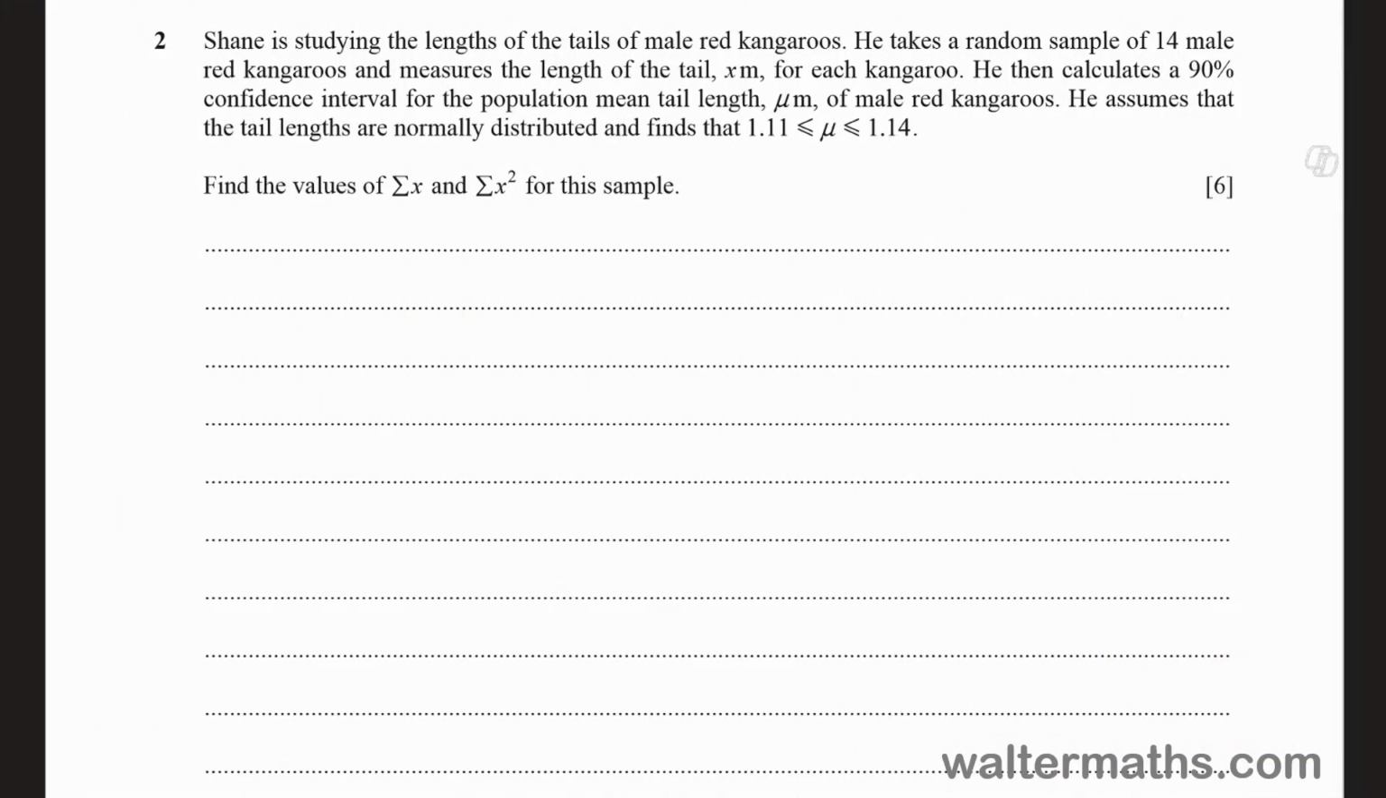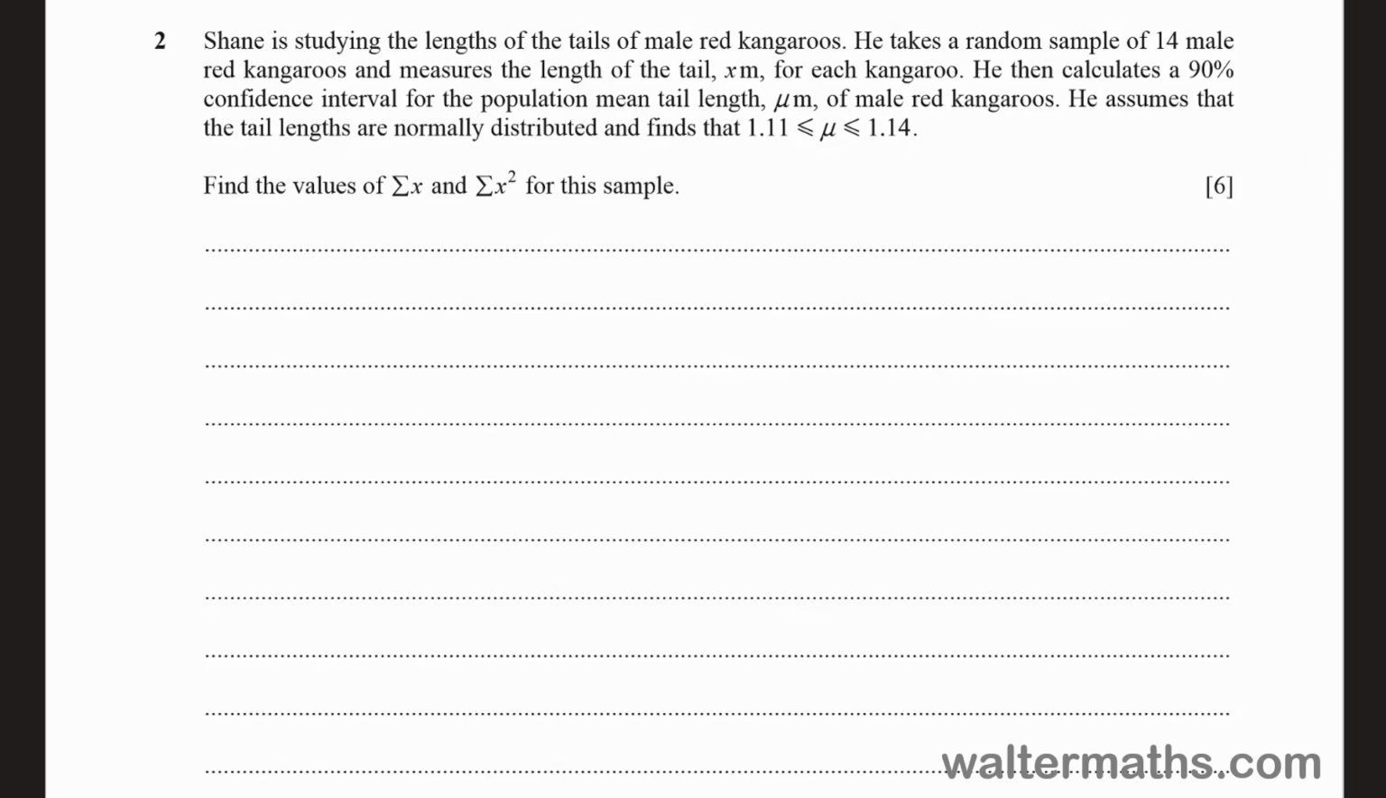The question here says, Shane is studying the lengths of the tails of male red kangaroos. He makes a random sample of 14 male red kangaroos and measures the length of the tail, x meters, for each kangaroo. He then calculates a 90% confidence interval for the population mean tail length, mu meters, of male red kangaroos. And he assumes that the tail lengths are normally distributed and finds that the mean has interval 1.11 to 1.14. So find the values of sum of x and sum of squares in x.